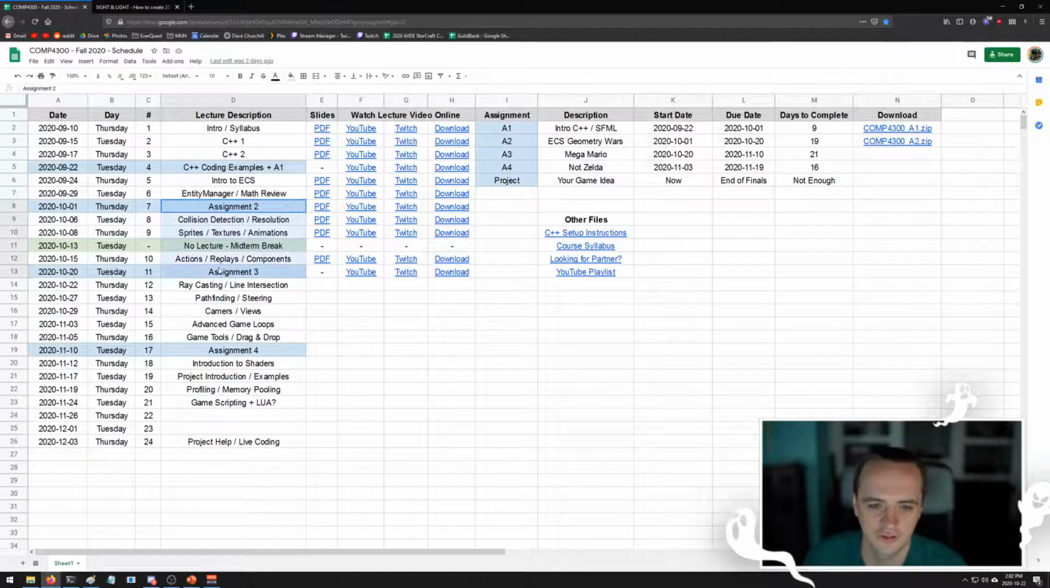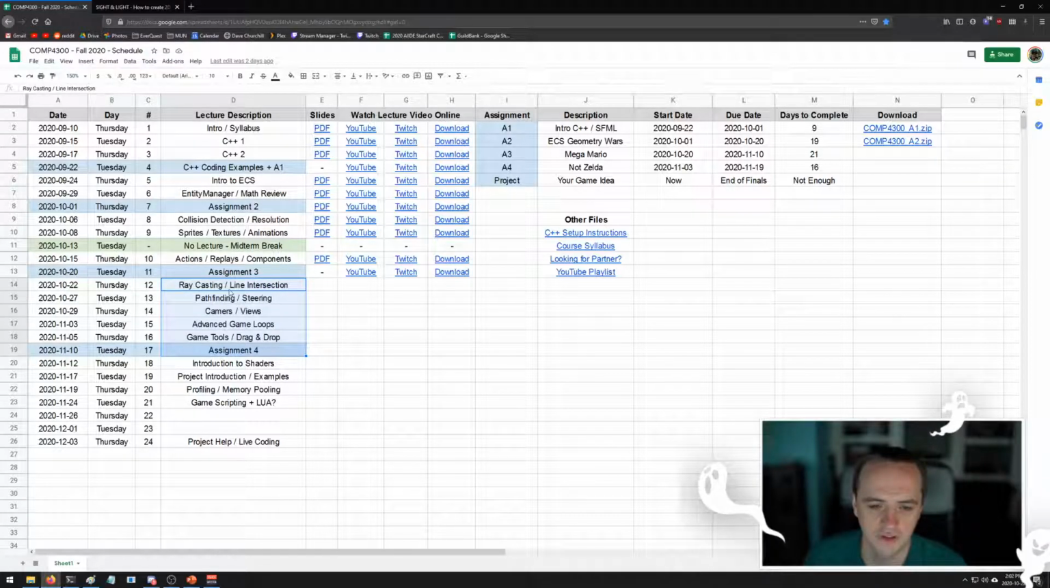So we talked about all the stuff to do assignment 3, and we're about to talk about all the stuff to do assignment 4. And so today we're going to be talking about raycasting and line intersection.